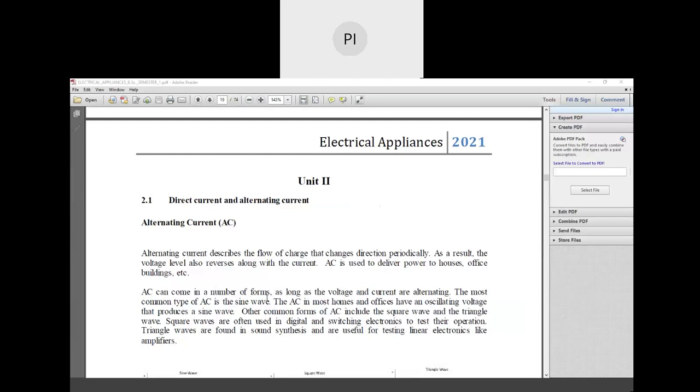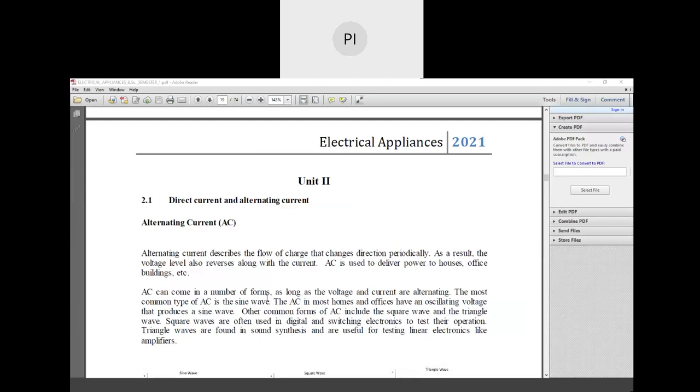Sometimes the wave is in the form of a square wave also, and a triangular wave also. Square waves are often used in digital and switching electronics, that is, in digital circuits. We are using digital multimeters and digital calculators. Nowadays all the equipment is in digital form, so for those digital circuits we use square wave. For houses, it is in the form of a sine wave.